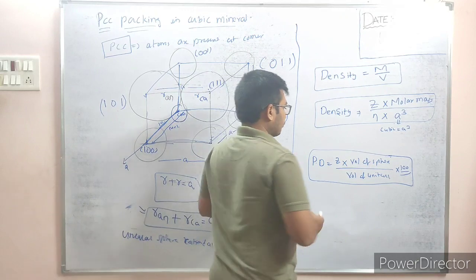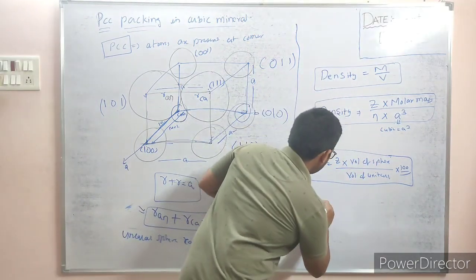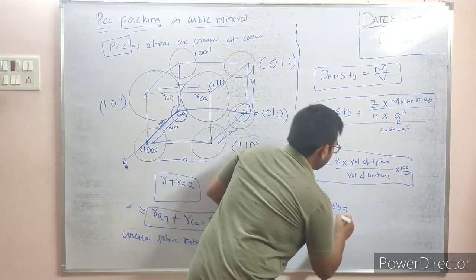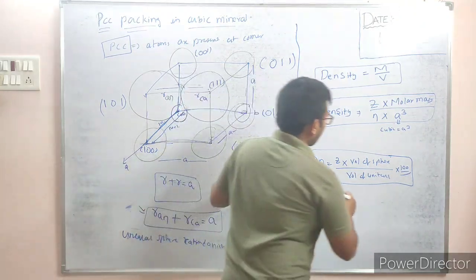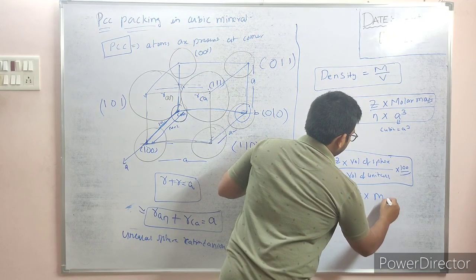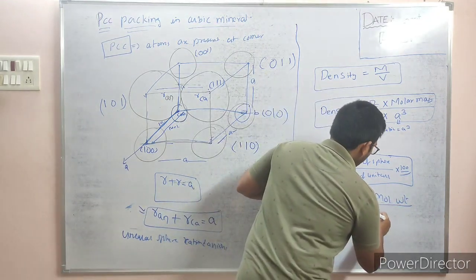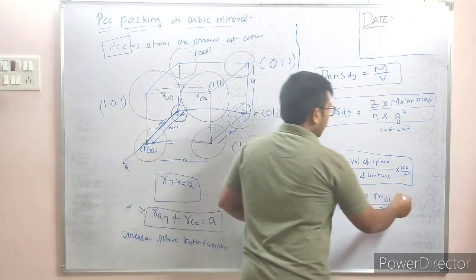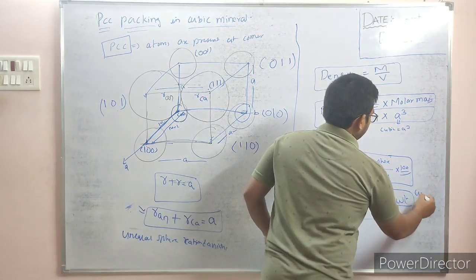If they give it, can I do this or not? Let it go, I will write it here. Density is equal to, if the molecular weight has been given, then how do you calculate it? Z into molecular weight upon a cube. This is the formula when molecular weight is given for a cubic mineral.